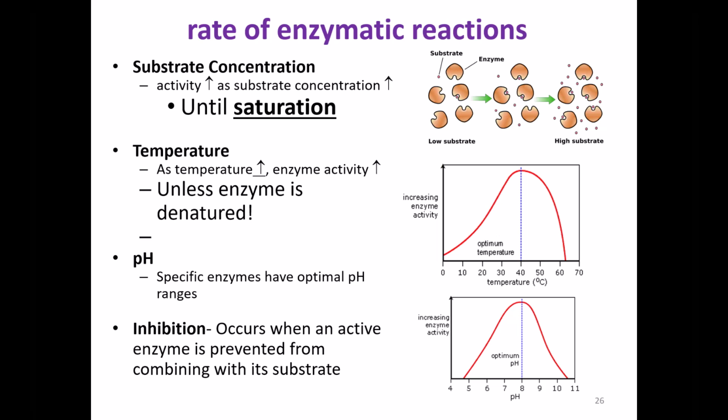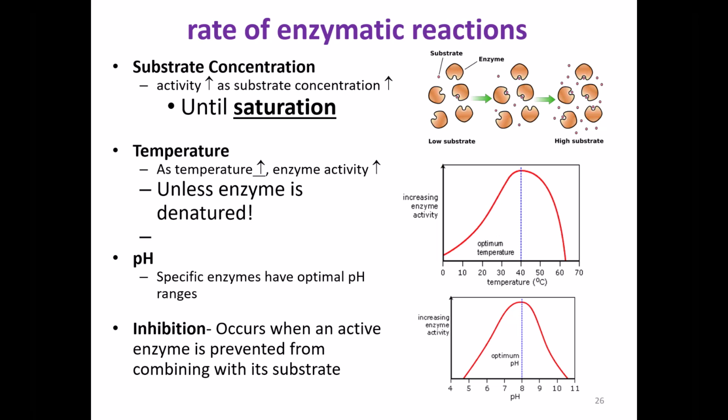Another thing that can alter the rate of an enzymatic reaction is temperature. Generally speaking, as temperature increases, the rate of a reaction increases. However, since enzymes are proteins, their shape determines their function, right? And at high temperatures, proteins can be denatured. If the enzyme is denatured, it will no longer be able to bind to the substrate, so the rate of the reaction would decrease. The same sort of thing with pH. There's optimum pHs for different enzymes, and if the enzyme is outside of its optimum pH range, then the rate of the reaction will decrease.